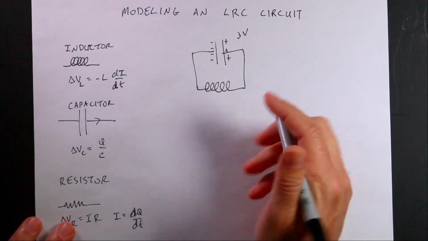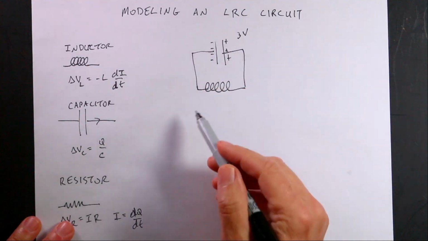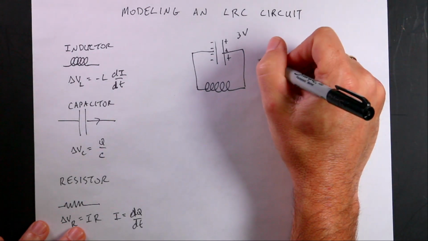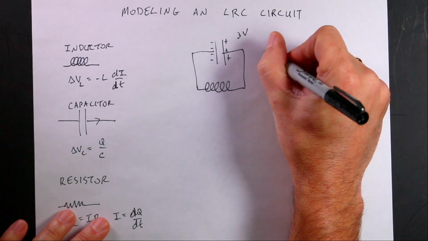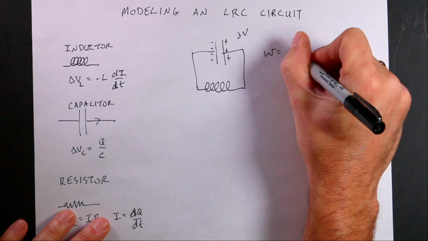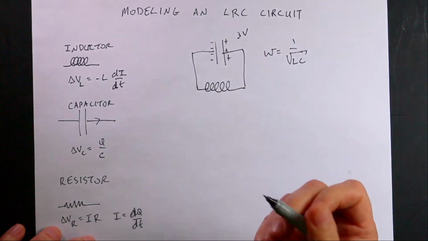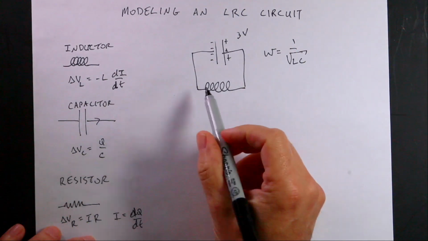I'm going to build this, and then I'm going to add a resistor, and then I'm going to add a power supply. Omega equals 1 over the square root of LC. That's the frequency of oscillation that we should see. Okay, let's just go ahead and start off with this.